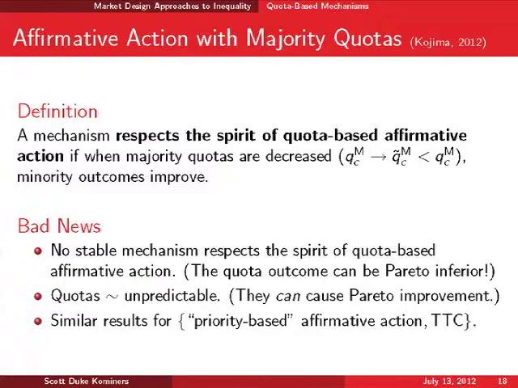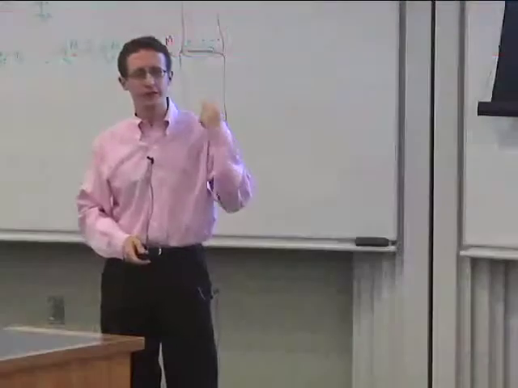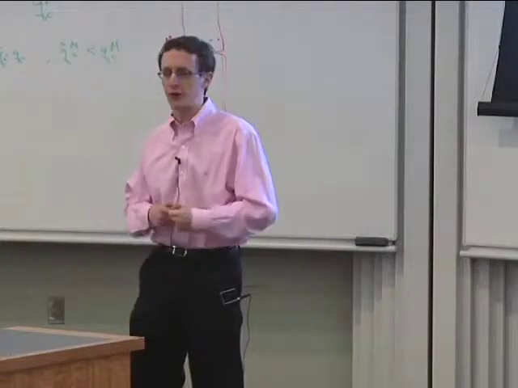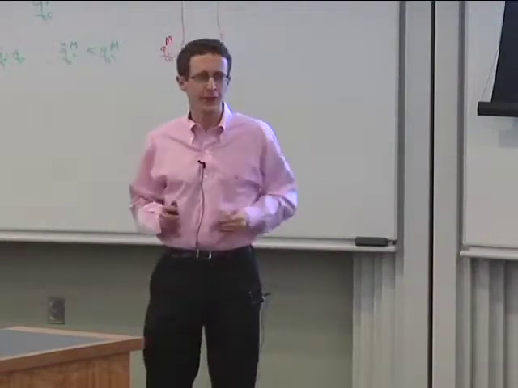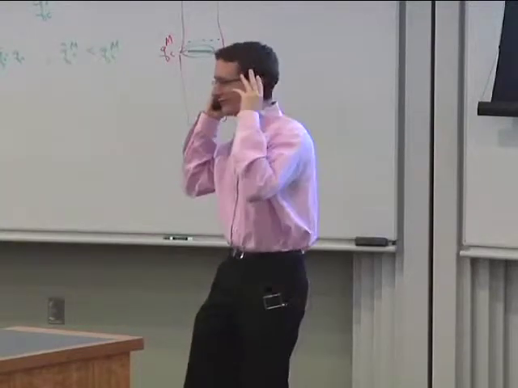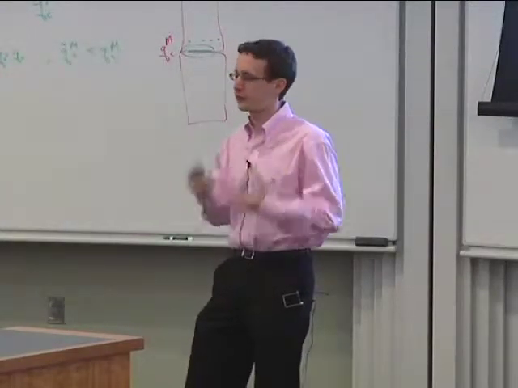And they find similar results for a different type of affirmative action system, again in this course model, and also for top trading cycles. So he has this paper that just came out in Games and Economic Behavior that's sort of a paper of counterexamples. They're not even thick maximal domain theorems. They're just all saying, think about it. Something's wrong here.